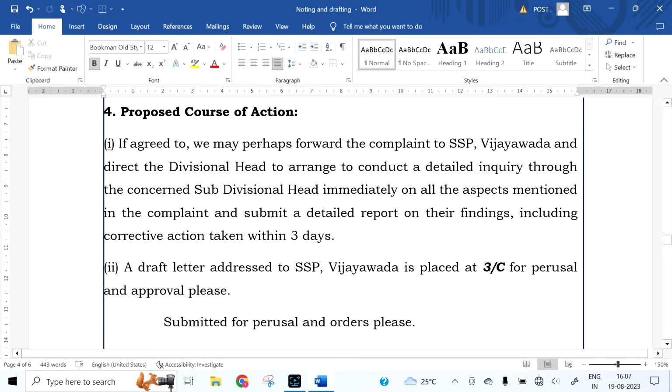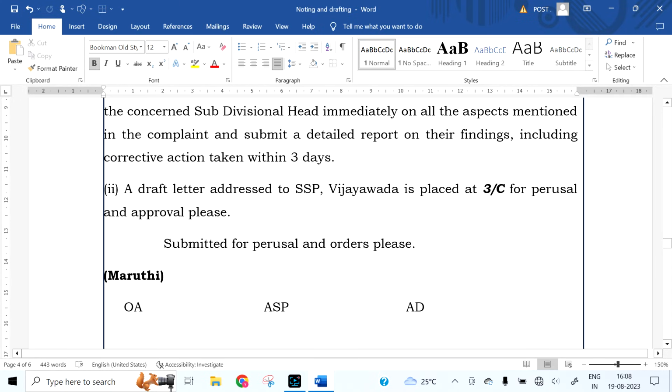And now what is the proposed course of action? If agreed to, there are two actions proposed. We may forward the complaint to the SSP Vijayawada and direct the divisional head to conduct a detailed inquiry through the concerned subdivisional head immediately on all aspects mentioned in the complaint, and submit a detailed report on their findings, including corrective action taken, within 3 days. So within 3 days, we are asking the SSP Vijayawada to conduct an inquiry through a subdivisional head and submit a detailed report on the findings and corrective action taken.